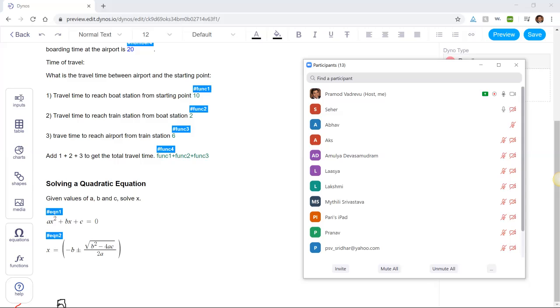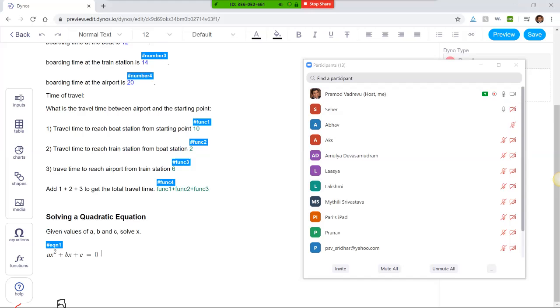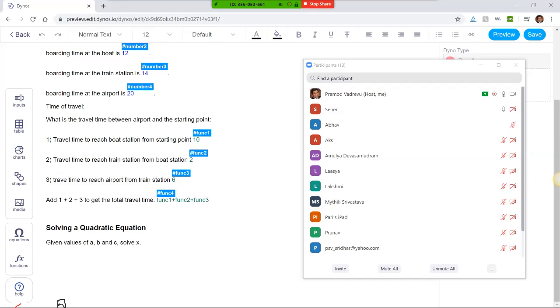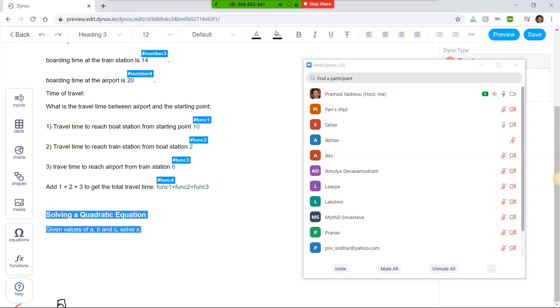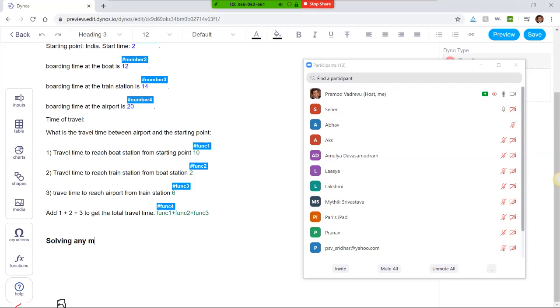If the people on call don't know what quadratic equation is, I can think of another equation and give it to you as homework. Is that okay? So basically what we are trying to do is, I mean, we already have a function there, right? You can solve any math equation here. It doesn't have to be a quadratic equation.